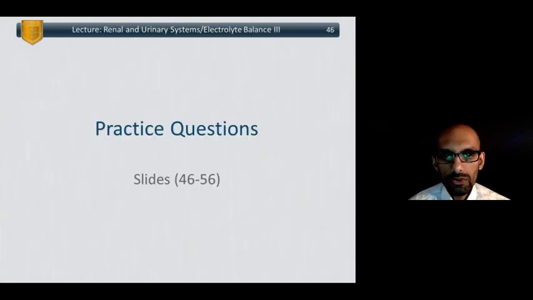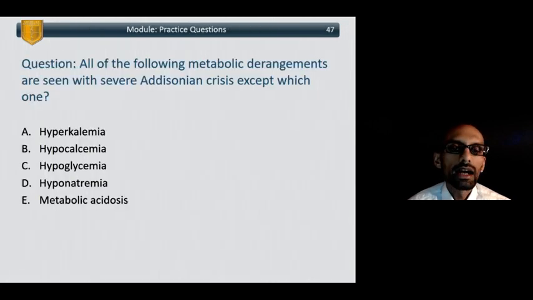So some practice questions to finish up with here. All the following metabolic derangements are seen with severe Addisonian crisis, except for which one? Hyperkalemia, hypocalcemia, hypoglycemia, hyponatremia, and metabolic acidosis are your choices.